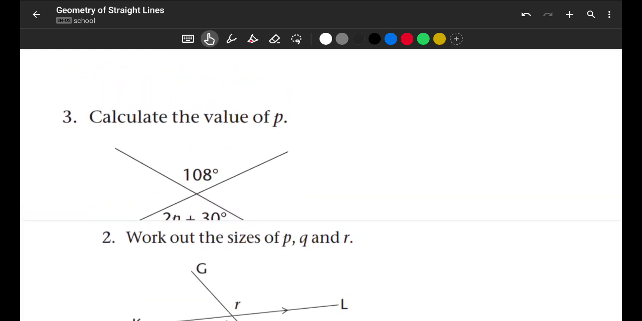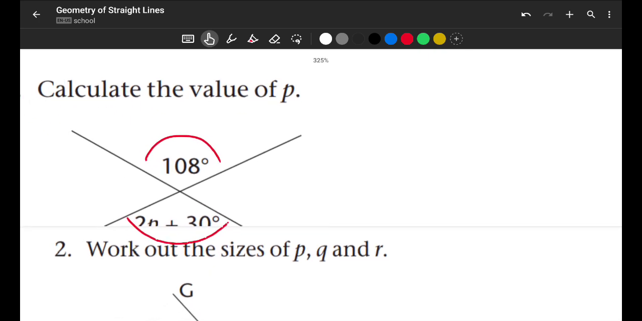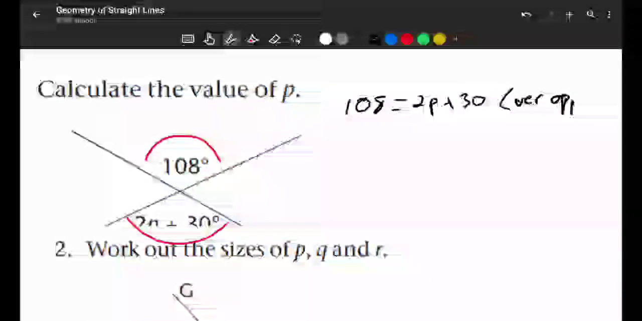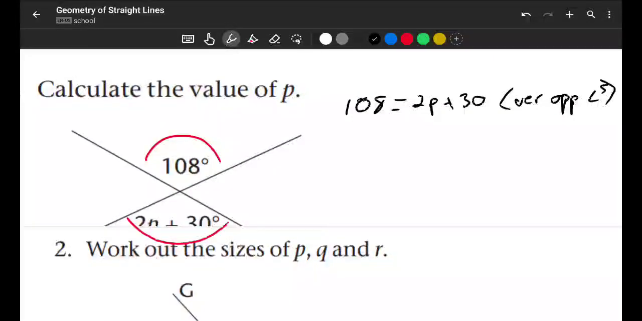Calculate the value of p. Value of p, we know that this angle and that angle, sorry for my screenshot, are the same. Therefore, we're going to say that 108 is equal to 2p plus 30, oh, that is a very ugly p. And then the reasoning is vertically opposite angles. Then we know that we can't add 2p and 30, so that 30 is going to go to the other side.